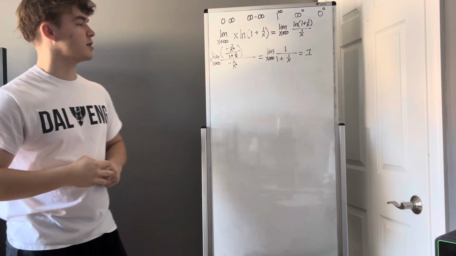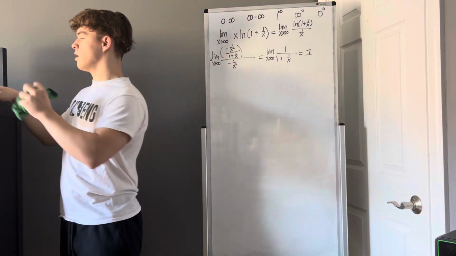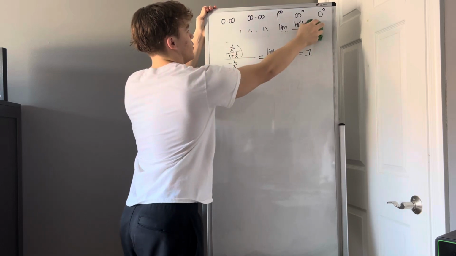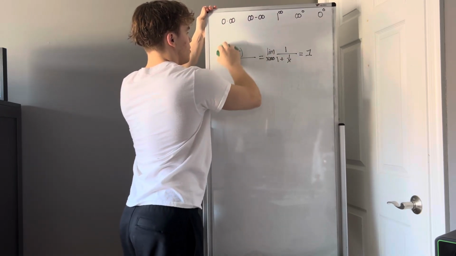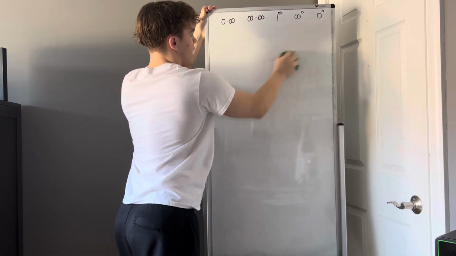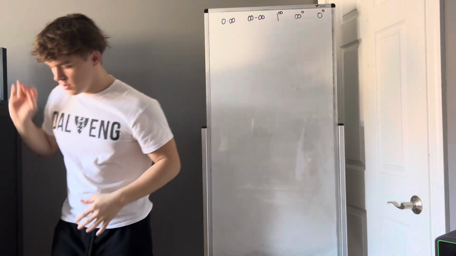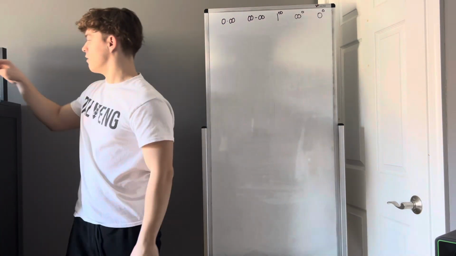Now, some of these examples might get a little long, so I might not go over all of them. I will go over a few, but most of them I'll just show you how we get to the 0 over 0 or infinity over infinity.